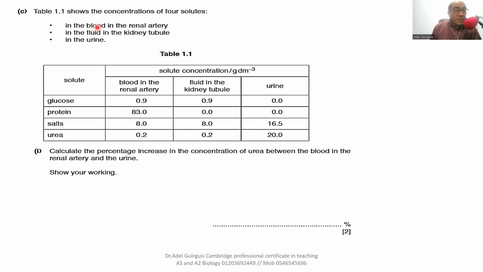Here, in the blood in the renal artery, in the fluid in the kidney tubule, which means the filtrate of the glomerulus after filtration, and here in the urine itself. There are 3 solutions and 4 solutes dissolved in them: glucose, protein, salts, urea. The solute concentration is in grams per liter, per cubic decimeter, in 3 parameters: in blood, in fluid in kidney tubule, in urine.